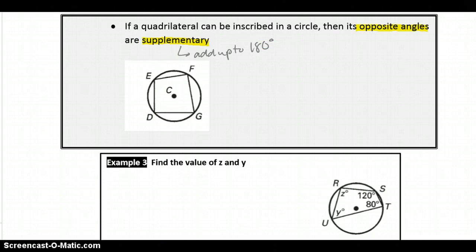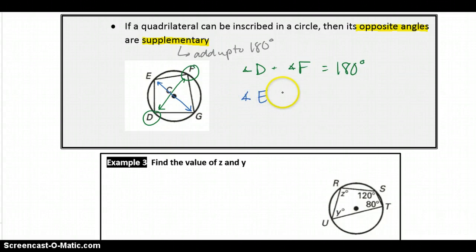So, in our picture here, we have a quadrilateral, a four-sided shape inscribed in the circle. So we need to look at the opposite angles. Here, angle D and angle F are opposite, so we know that angle D plus angle F must equal 180 since they're supplementary. But we also have E and G opposite from one another. So therefore, angle E and angle G must also add up to 180.